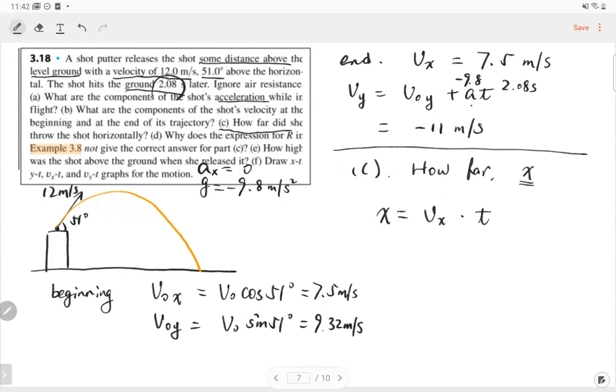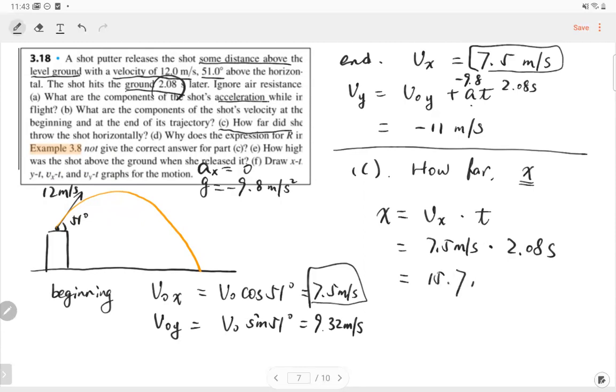Right? So let's see, the x component of the velocity is 7.5 meter per second, which is constant, multiplied by the duration, 2.08 seconds. We get, the result is, let me check the solution, 15.7 meter. That's the displacement.